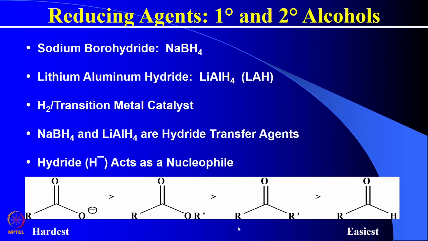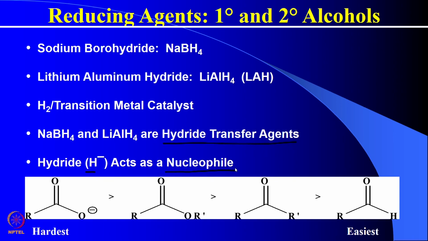Mostly used reducing agents are sodium borohydride and lithium aluminum hydride, and then people use hydrogen with a transition metal as a catalyst. Normally, sodium borohydride and lithium aluminum hydride are used as hydride transfer agents, and this hydride acts as a nucleophile.